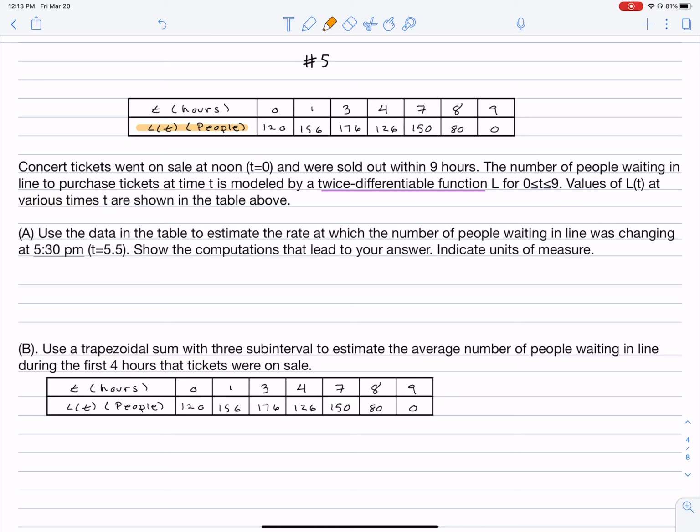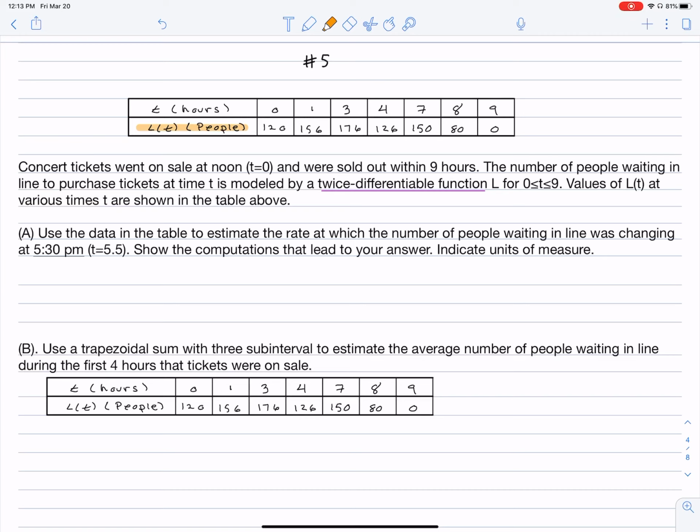If the units were people per hour, that'd be a rate of change question, so that would be a velocity question. If it was, which would be kind of weird, people per hour squared, that would be an acceleration question. Okay, so in this case, look at your units. If they don't tell you directly, look at your units.